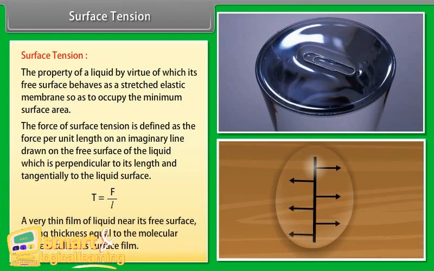A very thin film of liquid near its free surface having thickness equal to the molecular range is called its surface film.